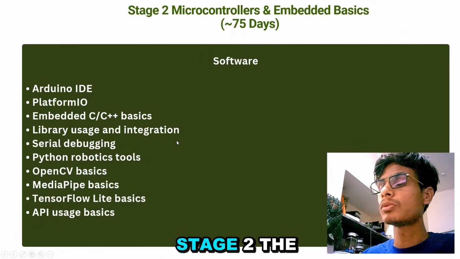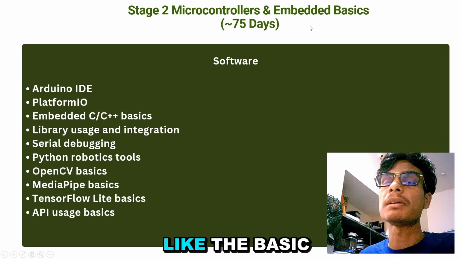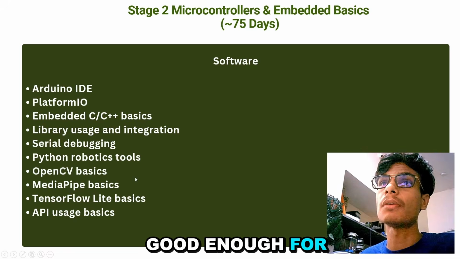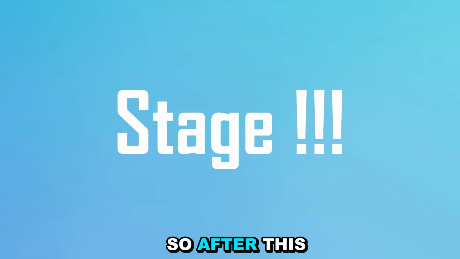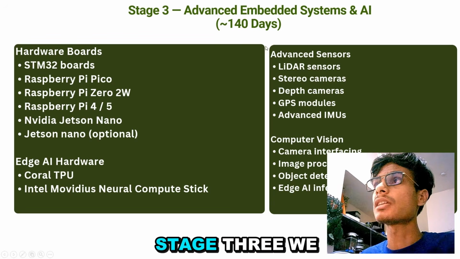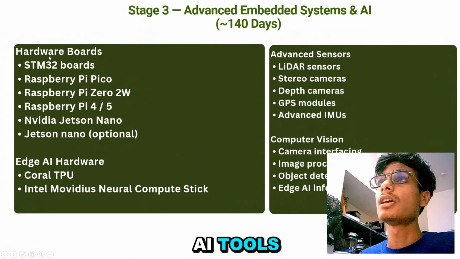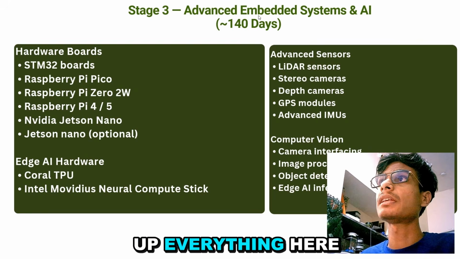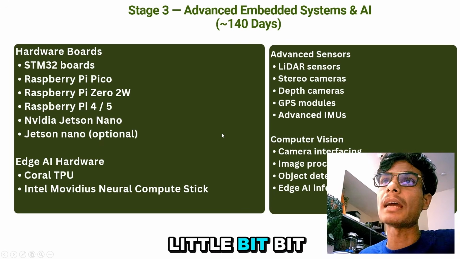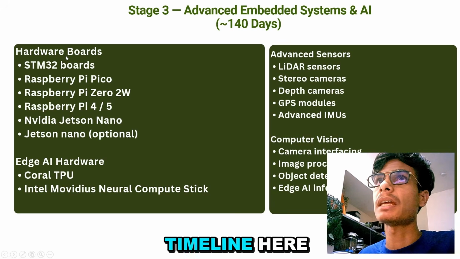So after stage 2, the software, and here I would say try to cover everything, the basic part, in 75 days. 75 days is good enough for covering all the basics here. After this stage 2, we are talking about stage 3. In this stage 3, we are going with the advanced embedded systems and AI tools. I would suggest trying to cover everything here in 140 days. This is a little bit of advanced topics, I would say. That's why I have increased the timeline here.